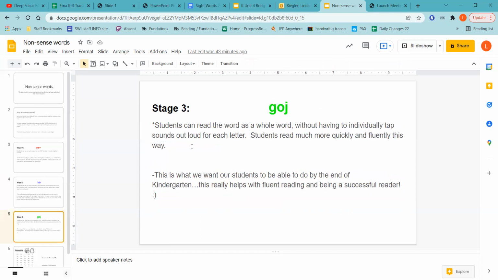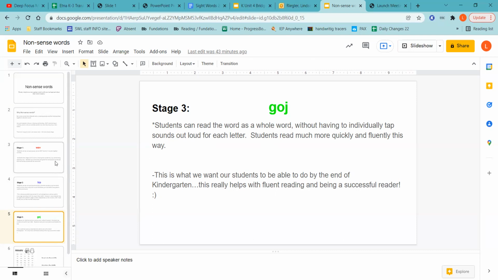Now let's look at stage 3. Students in stage 3 are ready to read this word without tapping out each sound one at a time. When I look at this word, I know it says gauge. I read that like a whole word. I didn't have to tap out "g, ah, j, gauge." I just knew it said gauge. This is what we want our students to be able to do by the end of kindergarten. This really helps with fluent reading and being a successful reader.